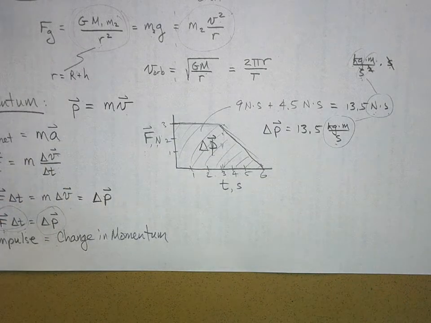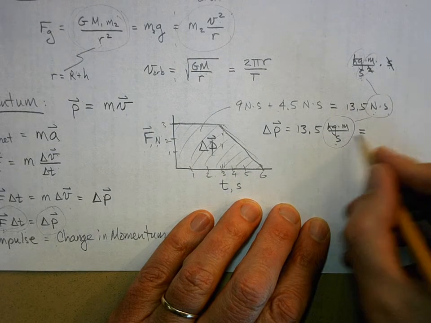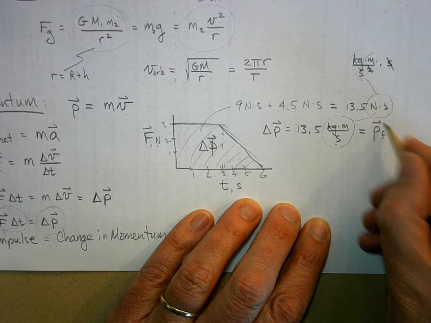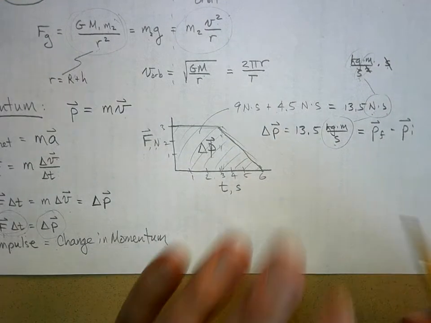And remember that this value here is not the momentum of the object, it's how much the momentum of the object got changed. So if you were solving a problem, you say, oh, okay, so this is going to be equal to P final minus P initial. And then you can solve for P final if you know what P initial was and all that sort of thing.